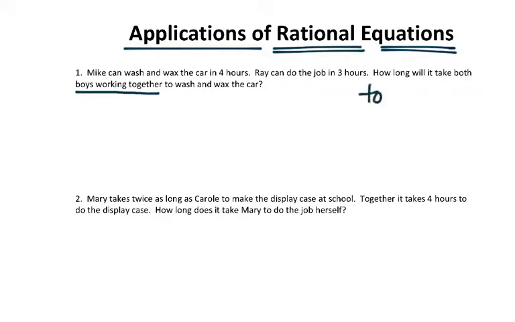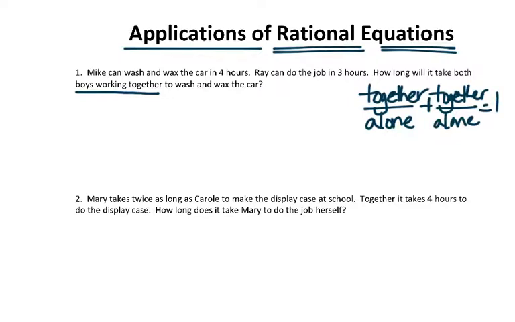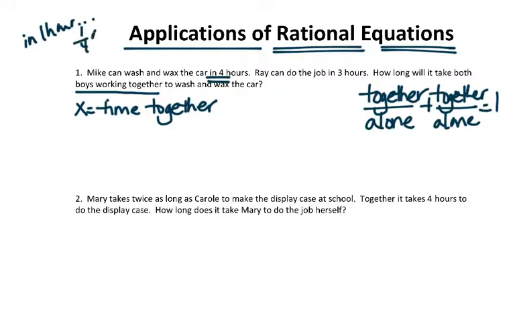I will give you the formula here, which is together over alone plus together over alone equals, do you remember? 1. So if x is the time together, and if you think about it, if Mike can do the whole job in 4 hours, what fraction of the job does he do in 1 hour? Right, 1/4 of the job. So how much of the job does he do in x hours? Right, x/4 of the job.